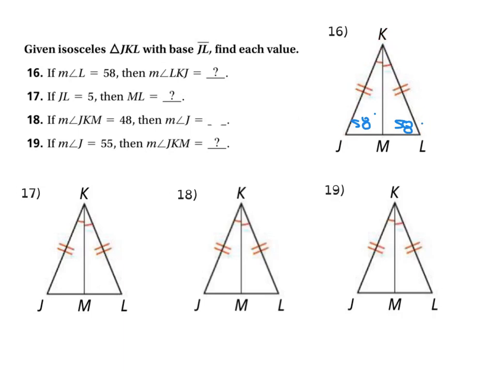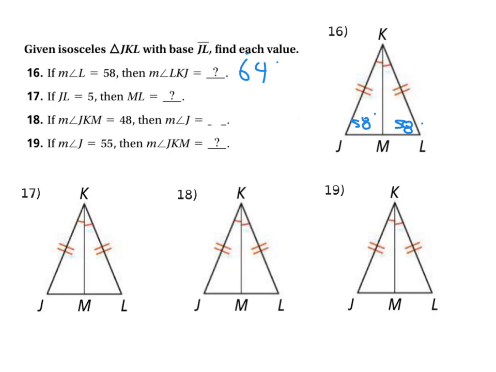LKJ. Okay, well, that's going to be whatever remains when we add together 58 plus 58. And so we say 58 plus 58, which I can do in my head, is 116. So if we did 180 minus 116, we get 64 degrees. And I'm just going to erase that away. And we get then that is 64 degrees. Okay?